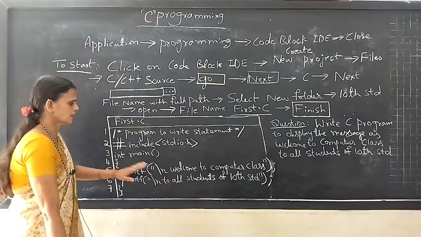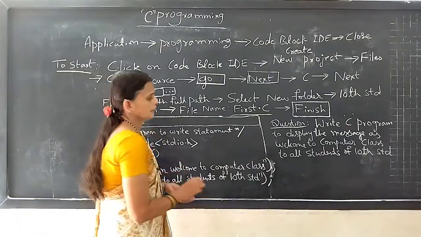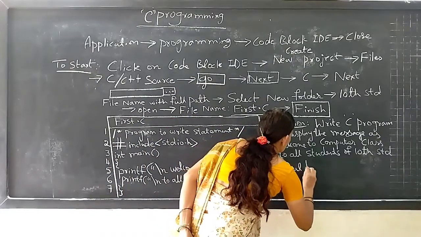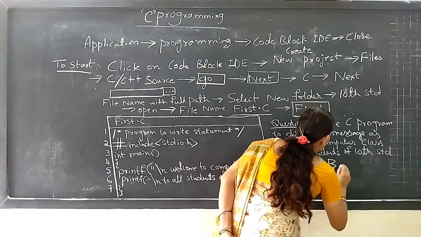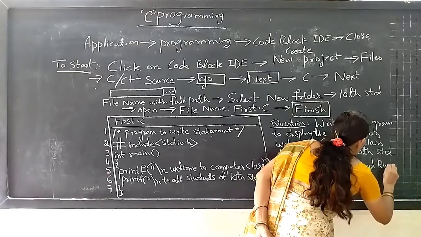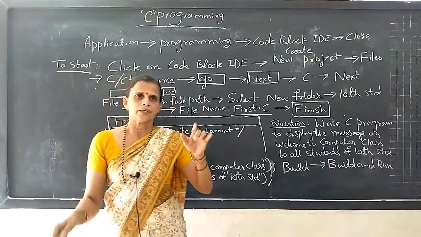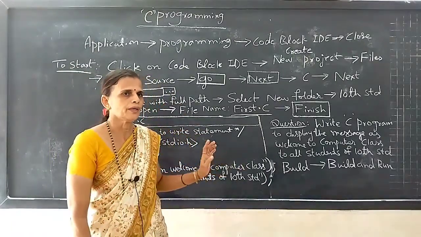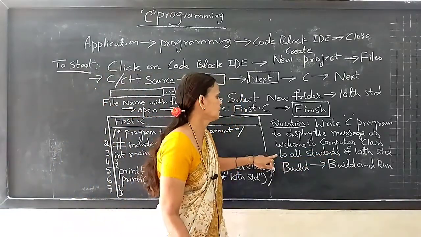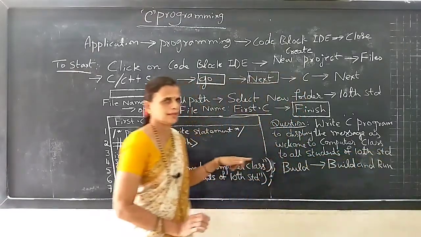After finishing this writing, what is the next step? You have to go to the menu bar, and in that you have to select build, and in that select the build and run option. You will get a black colored screen, and the output will be displayed in that. The output will be welcome to computer class, to all the students of 10th standard. It is going to display in two lines.